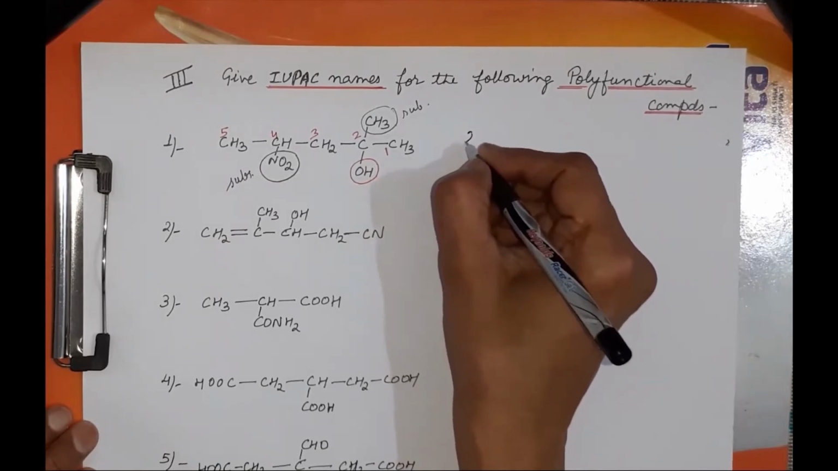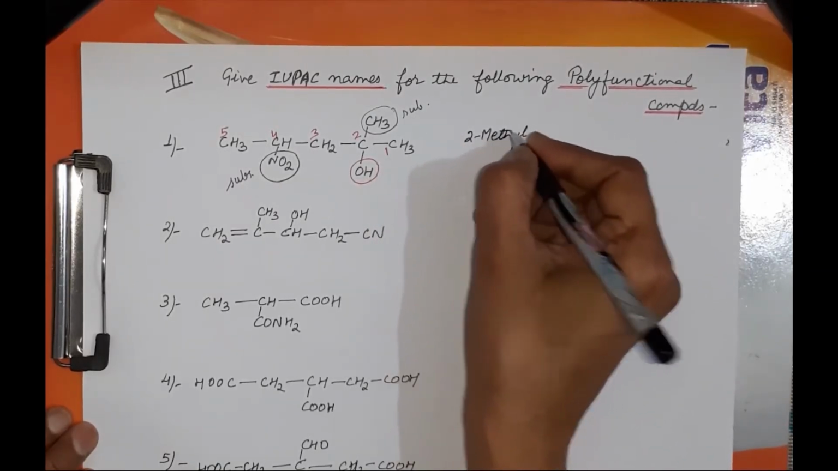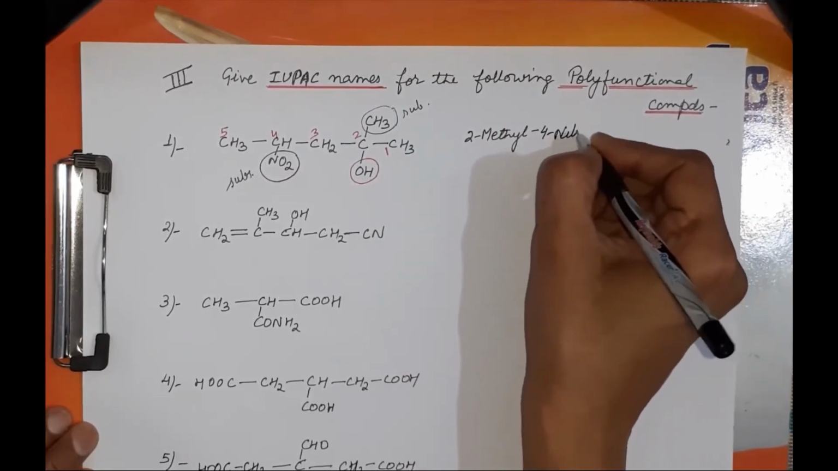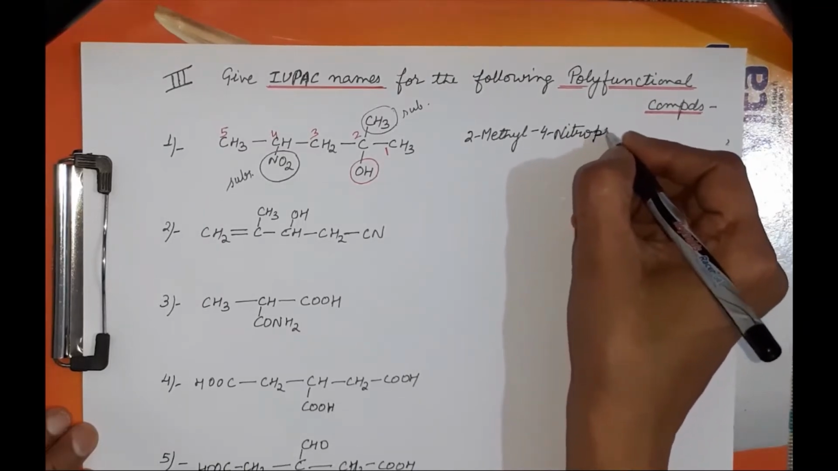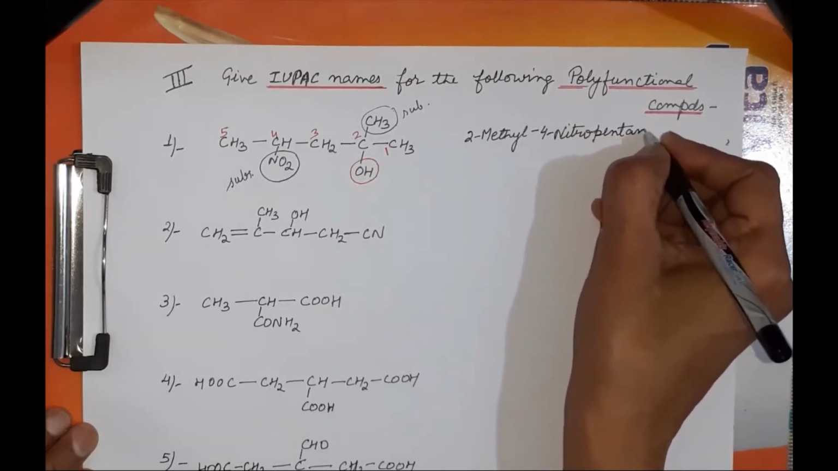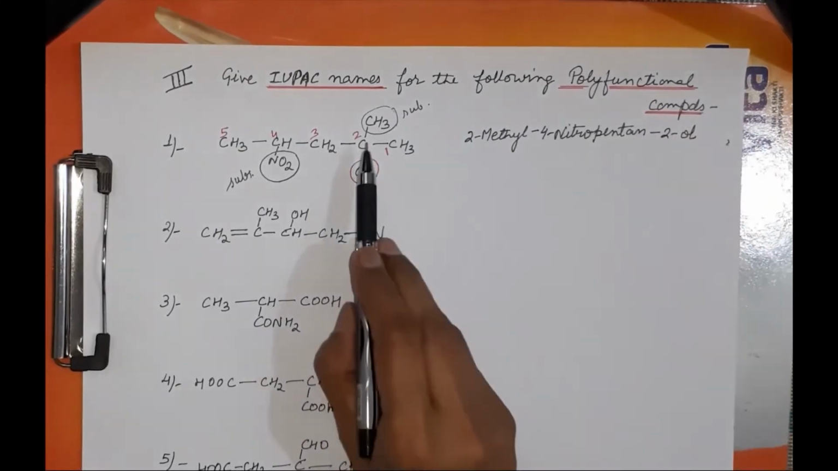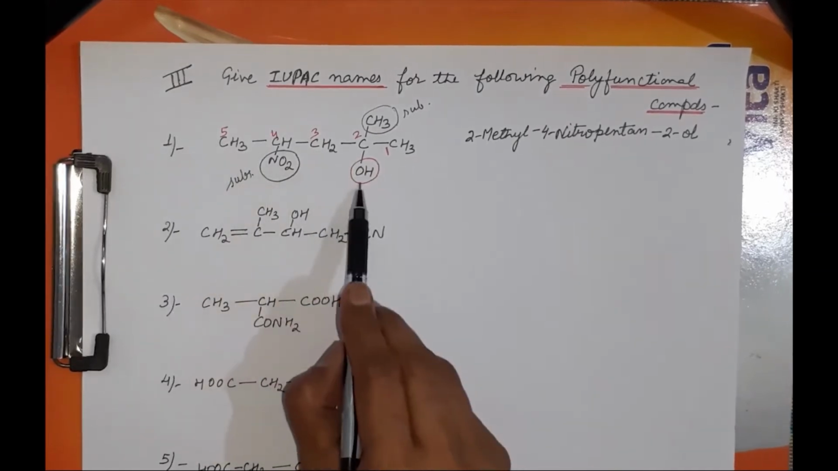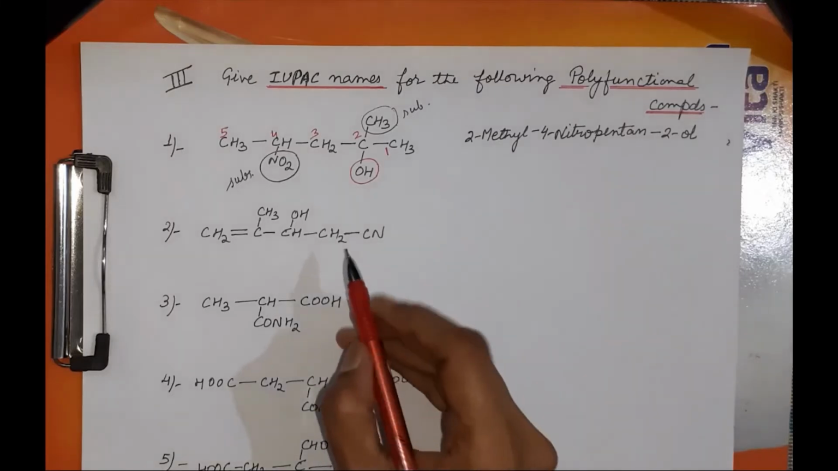So methyl will be written first. So 2 methyl, 4 nitro, pent, 5 carbon atom parent chain, pentane, 2 ol. So 2 methyl, 4 nitro, pent 2 ol. This will be the name. So now moving on to the next compound.